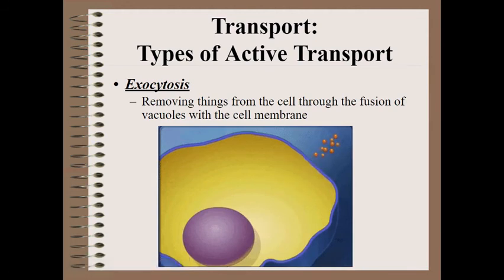The third type of active transport is exocytosis. The prefix exo means exit, and this is pretty much the opposite of endocytosis. This is removing things from the cell through the fusion of vacuoles with the cell membrane. So if there's something inside the cell that the cell wants to get rid of, it will fuse that vacuole with the cell membrane, open up, and then expel that contents into the space outside the cell.